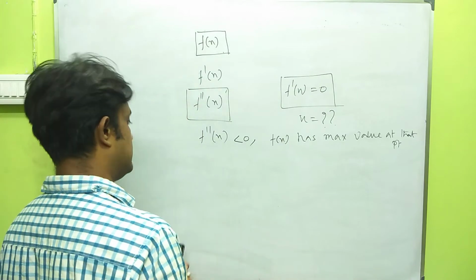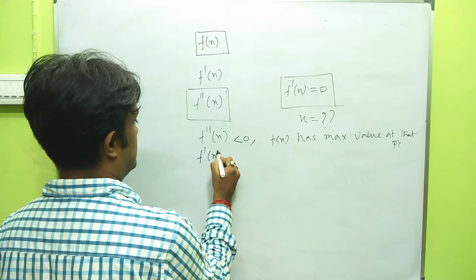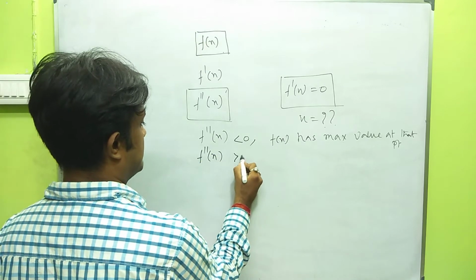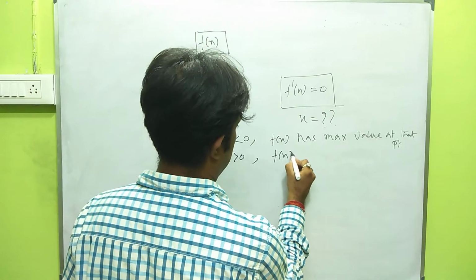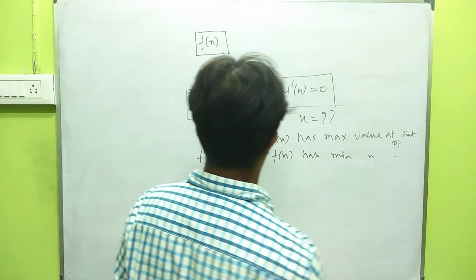And if f double dash x is greater than 0, then f(x) has minimum value at that point.